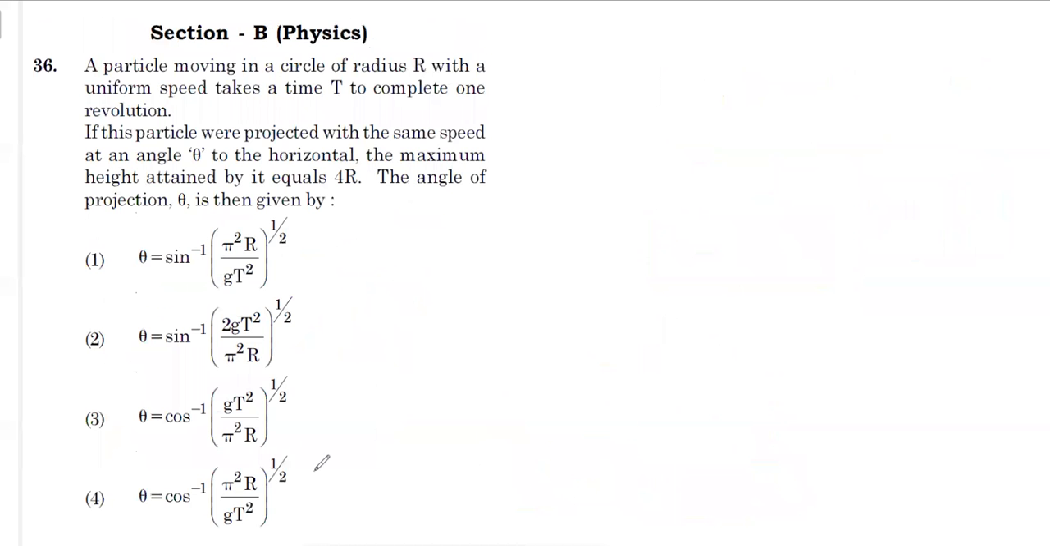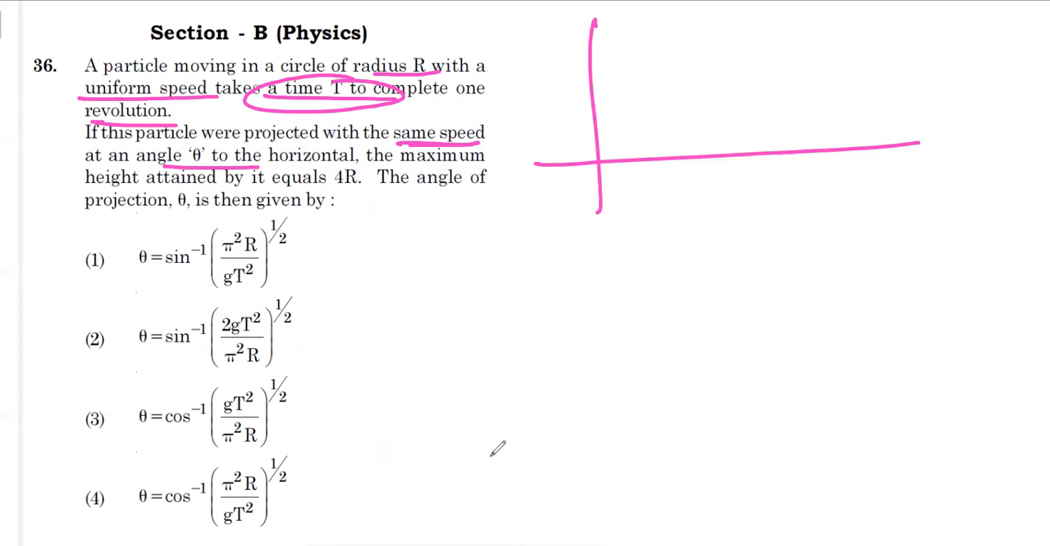So what is given here? A particle is moving in a circle of radius r with a uniform speed, and takes a time T to complete one revolution. This is called the time period, the time taken for one complete revolution. If this particle were projected with the same speed at an angle theta to the horizontal, which means it's a projectile motion, they are throwing it at an angle theta with the horizontal with the same speed. What speed? The speed with which it goes around here. The maximum height attained h will be 4r.